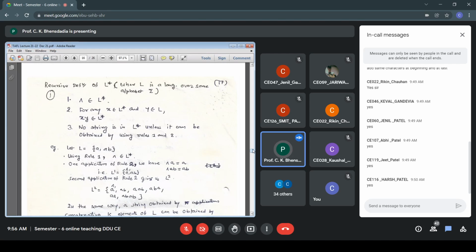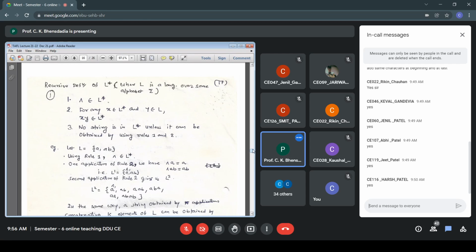Once more we apply, so null, A, AB are already there, and then we concatenate all the possible combinations. We take null, A, AB, and to that we concatenate A, comma AB. A and AB are elements of L, and if we do the concatenation of {null, A, AB} with A, comma AB, we get all these combinations. Null, A, AB already there, and then we have AA, ABA, AA, AB, ABAB. So that is the second application of rule number 2.